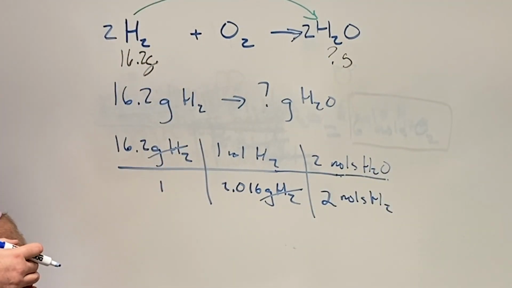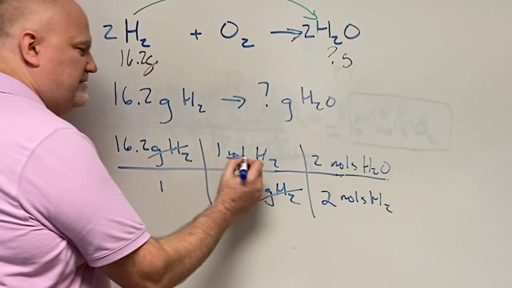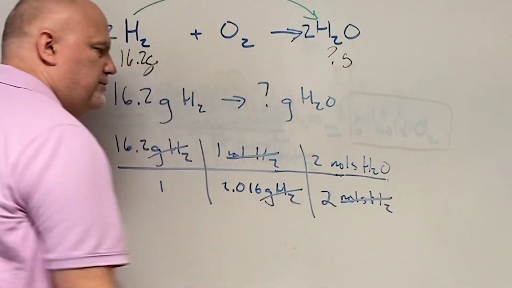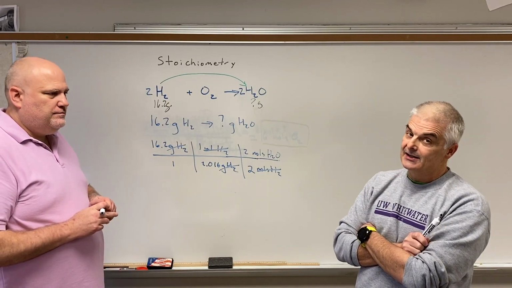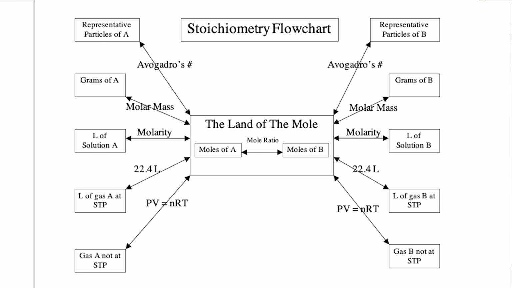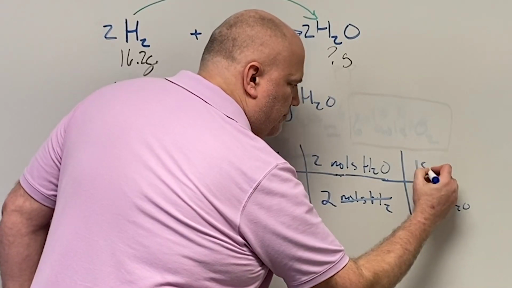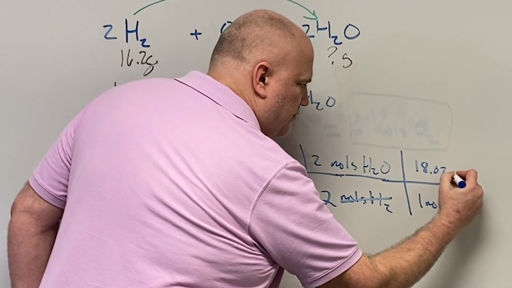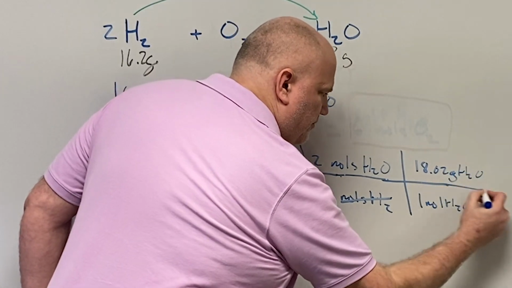Now, I see something can cancel out. What can cancel out? We go into a canceling frenzy here of our moles of H2. And we've got one more step, because now we want to get to grams of water. Again, looking back at our mole map, or the land of the mole, we're going to go from moles of B to grams of B, and now we have to use the molar mass again. And the molar mass, of course, we find from the periodic table. And 1 mole of water, and water is H2O, has a mass of 2 for hydrogen and 16 for oxygen.